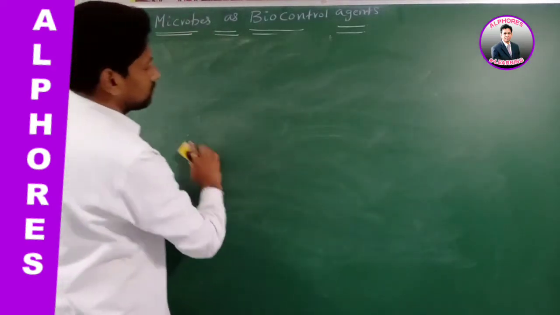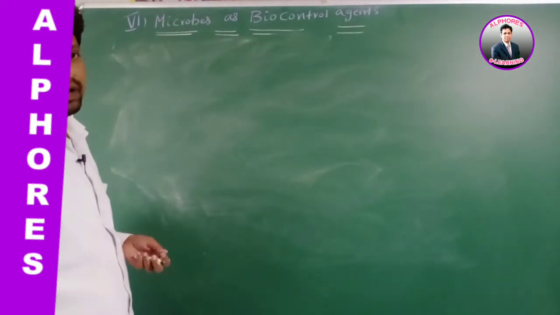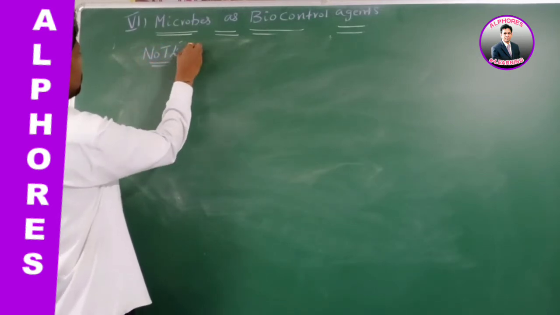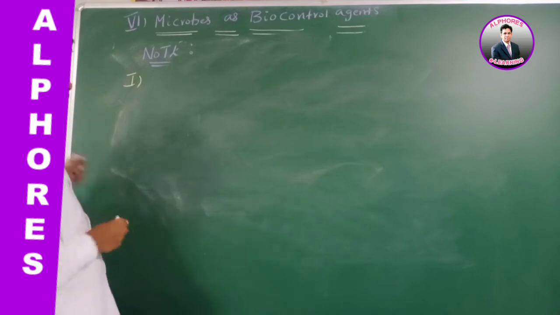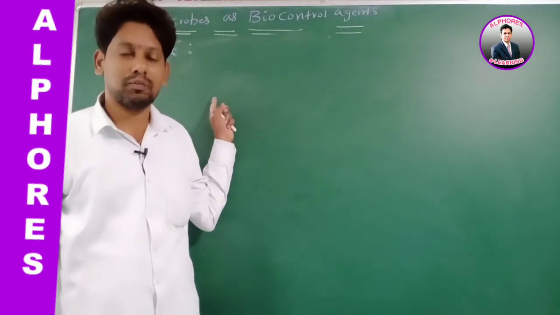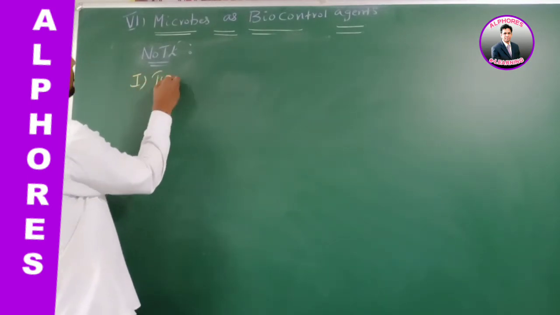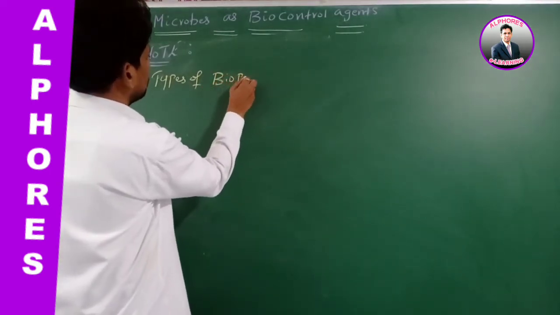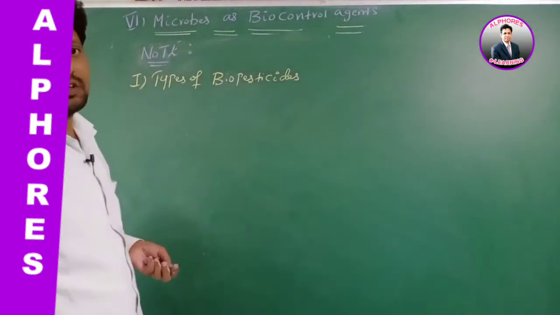Now listen here. Now go for some important statements concerned to microbes as biocontrol agents. Note, number one: types of biopesticides.